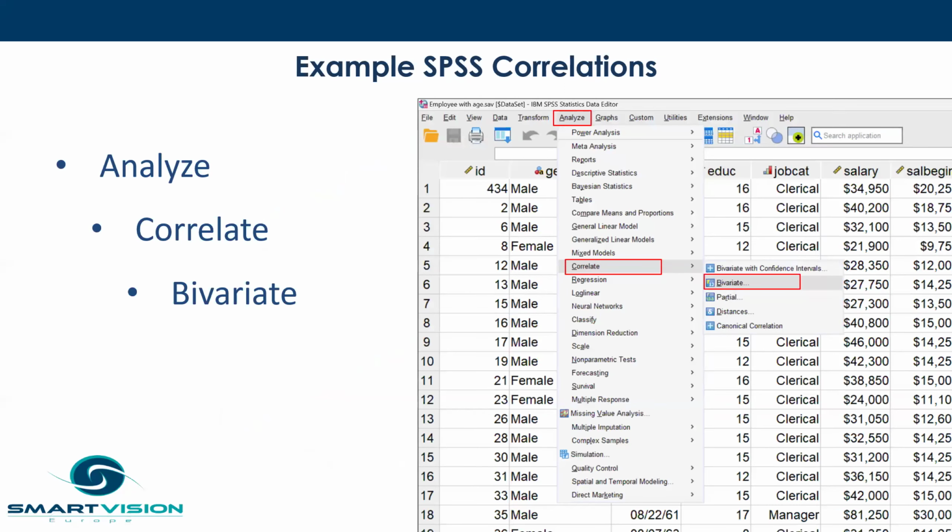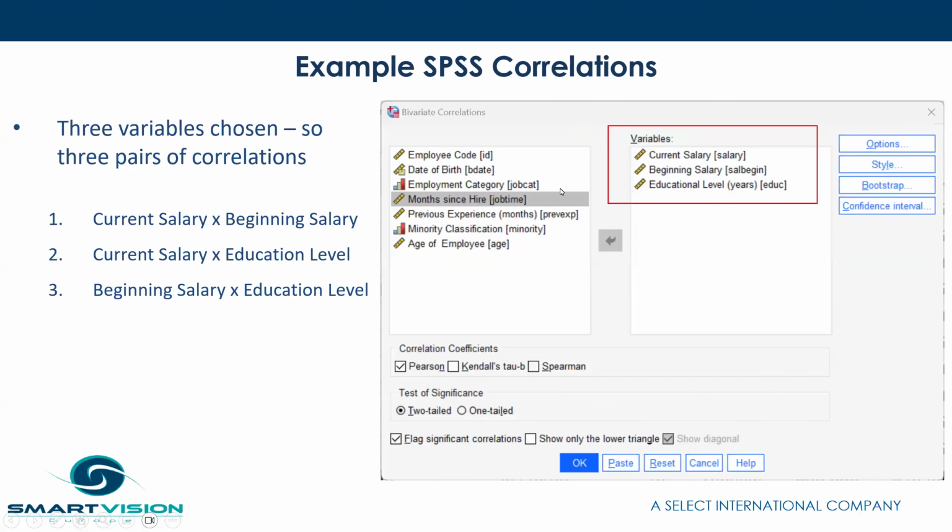Okay, if you want to run a correlation, this is where you're going to do it within SPSS Statistics. You're going to go to Analyze, down to Correlate, then to Bivariate, meaning pairs. And if I show you, here's an example. I'm going to do this exact example in a moment. I'm going to look at 3 variables here: current salary, beginning salary, and education level in years. So 3 number variables here. And of course, it's going to give me 3 relationships. Here's the correlation between current salary and beginning salary. Here's the correlation between current salary and education level. And here's the correlation between beginning salary and education level.